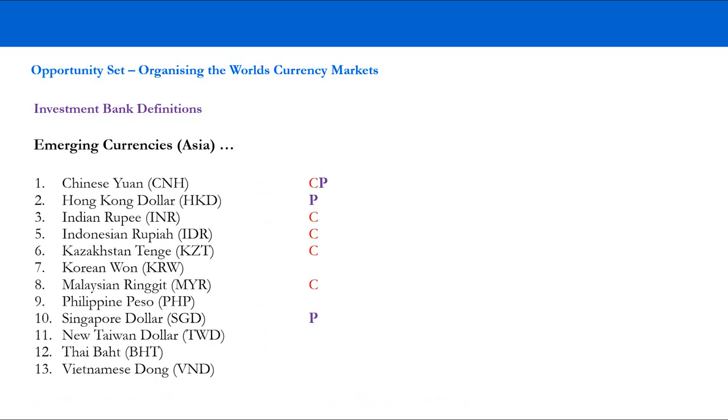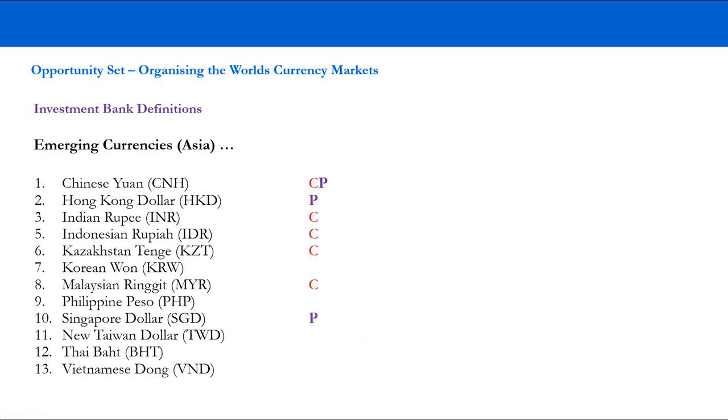Again, we're doing this because we know as professional traders that it doesn't matter how big a country is, how big a currency is. What really matters is the volatility of the asset itself. So when we move into Asia, we see that we have a large list again of emerging currencies in Asia, and a whole bunch of them have got dependency on commodities. And we also have a few of them, so the Chinese yuan, the Hong Kong dollar, and the Singapore dollar.